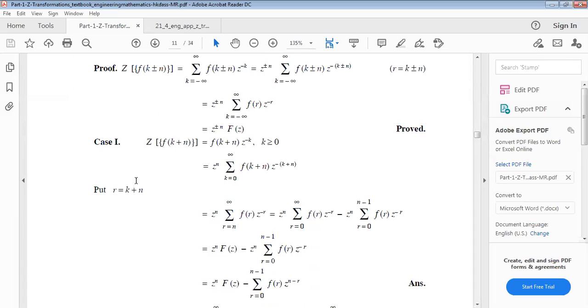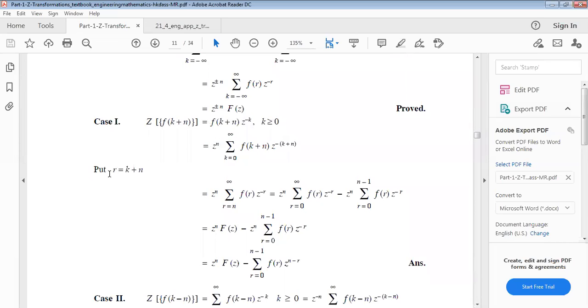Now for case 1, this will be for the non-negative case. For k non-negative, that means k greater than or equal to 0, the transformation of this equals f of k plus n times z to the power minus k, according to the definition of the Z transformation. Now, taking z to the power n for non-negative, we can write z to the power minus k plus n, taking only positive n.